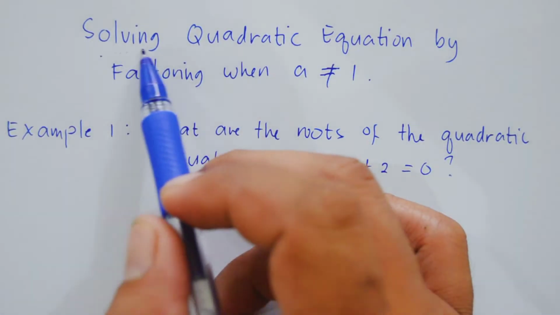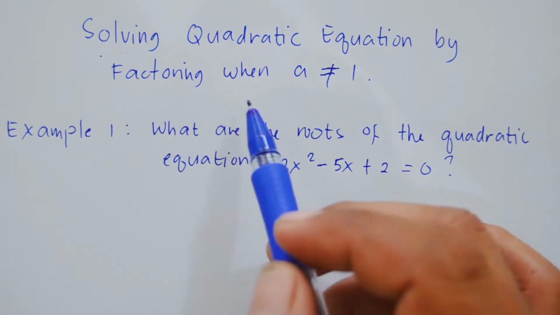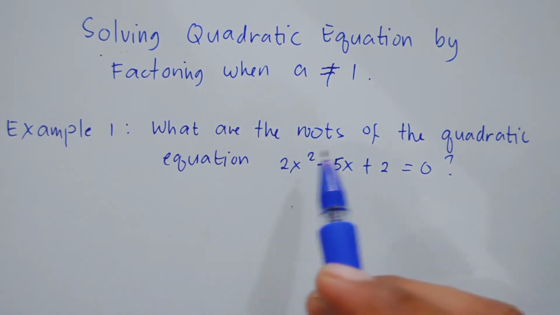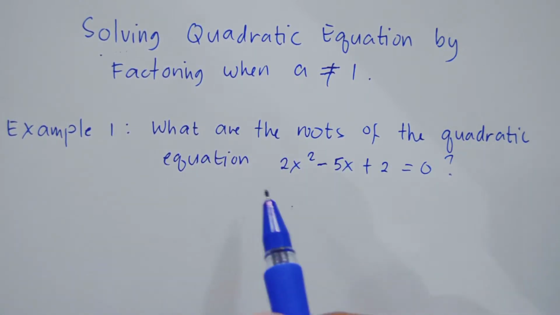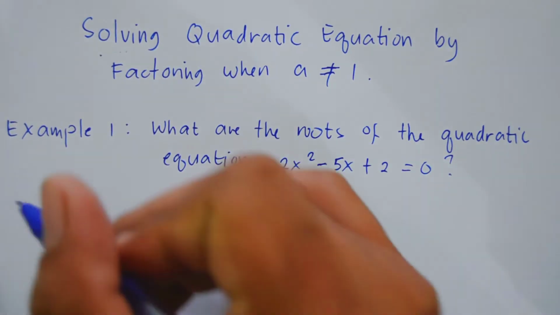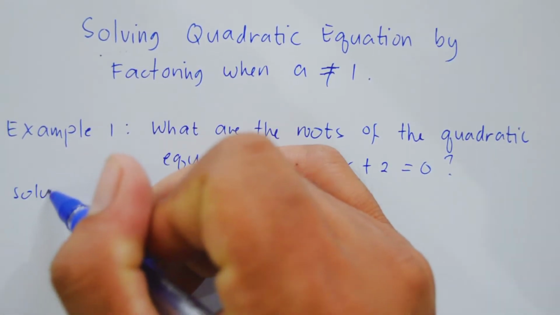Okay, we are now solving quadratic equations by factoring when a is not equal to 1. So we have example number 1. What are the roots of the quadratic equation 2x squared minus 5x plus 2 equals 0? So we have the solution.